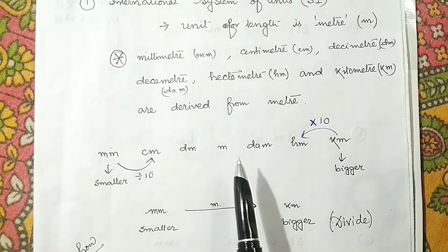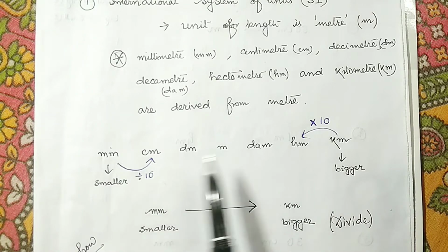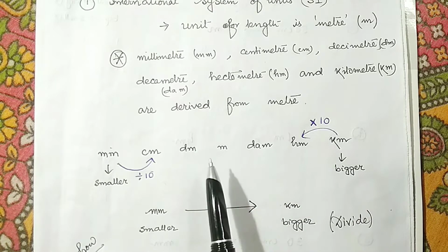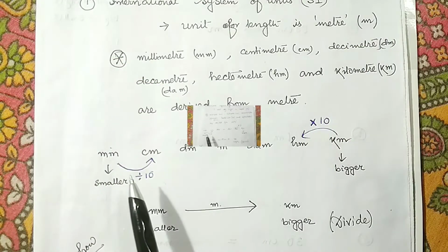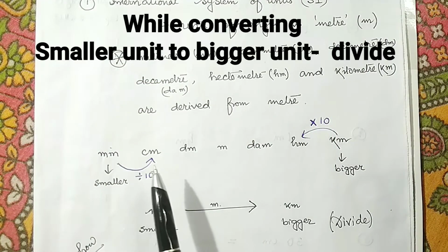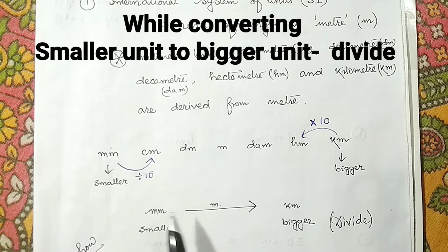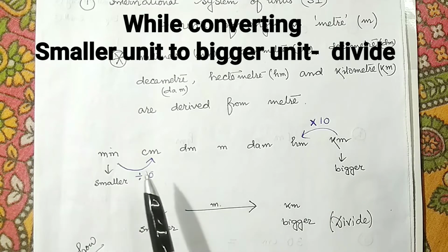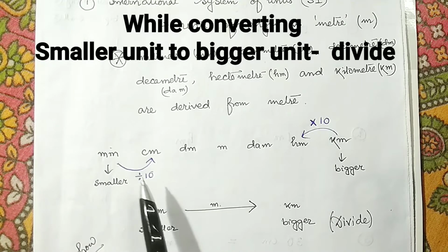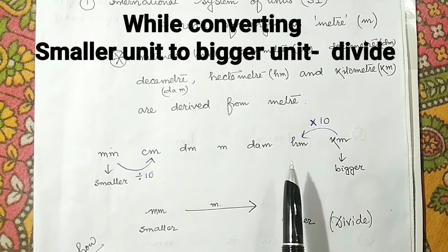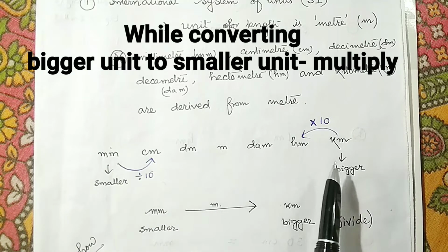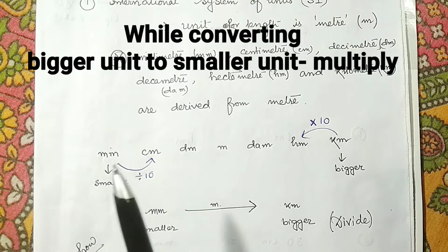As per the requirement, we can use meter, kilometer, or millimeter. When distances are big, we use kilometer. When it is very small, we can use millimeter. How to convert from one to another? Suppose something is given in millimeter and we want to express it in kilometer or some bigger unit. Whenever we go from smaller to bigger, we have to divide. And whenever we move from bigger to smaller, we have to multiply. I hope this much is clear.